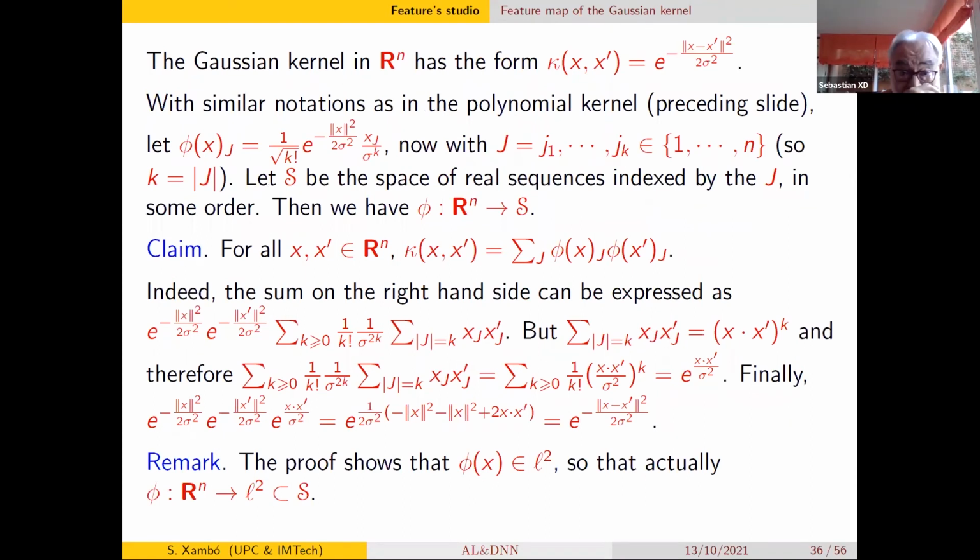Finally, the Gaussian kernel is a little bit more complicated because we need a space of infinite dimensions. Actually, at the end, we need the little l upper 2. So we start with the Gaussian kernel. Here it is.